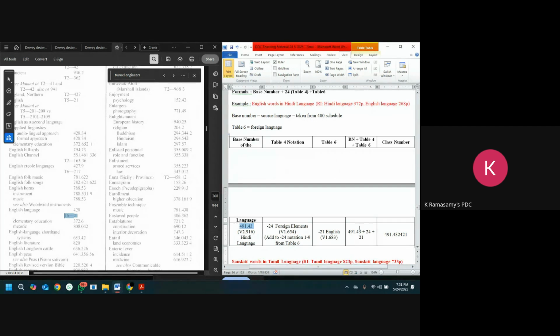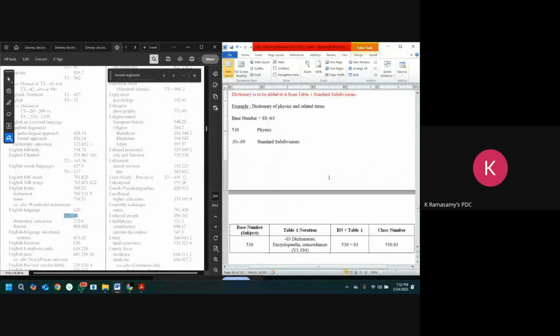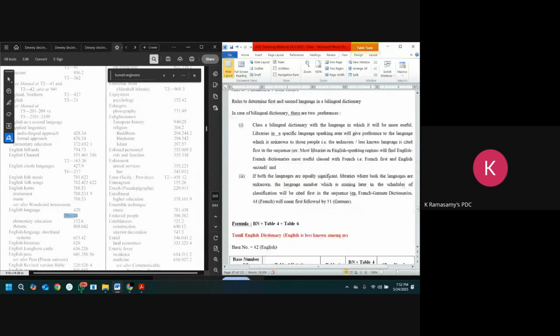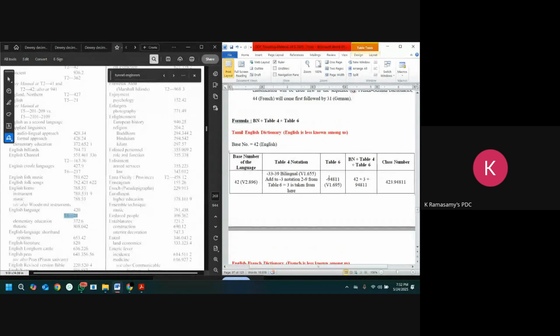So 3 components. One is the base language. Then number 24 taken from table 4. Then second language taken from table 6. If you add, you'll get the answer. Fine. And secondly, bilingual dictionaries. How to construct a number for bilingual dictionaries.